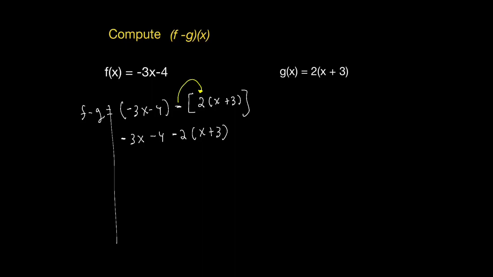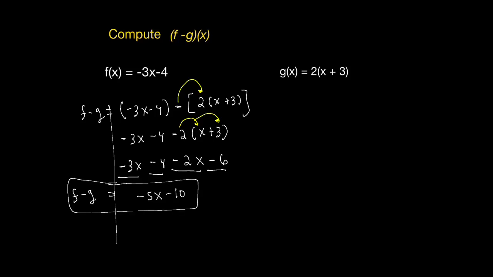And now we can distribute this negative 2 to the x and to the 3. So let's begin rewriting this as negative 3x minus 4. Negative 2 times x is negative 2x. And then negative 2 times positive 3 is negative 6. We can combine like terms now. The x's make a total of negative 5x, and then the constants, negative 4 and negative 6, make a total of negative 10, and that would be the simplification right here.